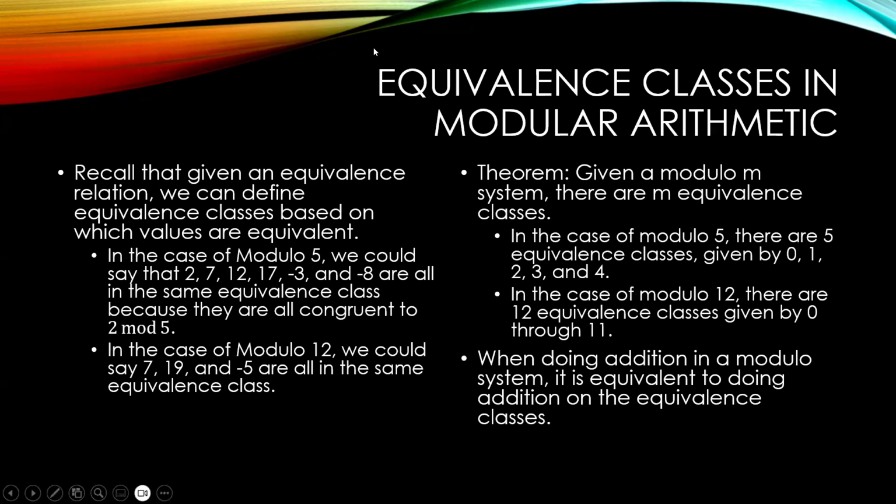And so here's a theorem. Given a modulo M system, there are M equivalence classes. In the case of modulo 5, there were 5, given by 0, 1, 2, 3, and 4. In the case of a modulo 12 system, there are 12 equivalence classes, given by 0 through 11. When doing addition in a modulo system, it's usually equivalent to doing addition on the equivalence classes. And so when we're talking about modular arithmetic, usually we will just focus on the numbers 0 through m-1, whatever that might be.